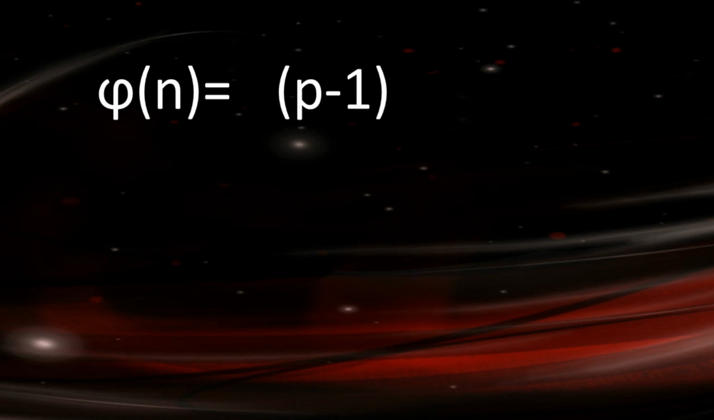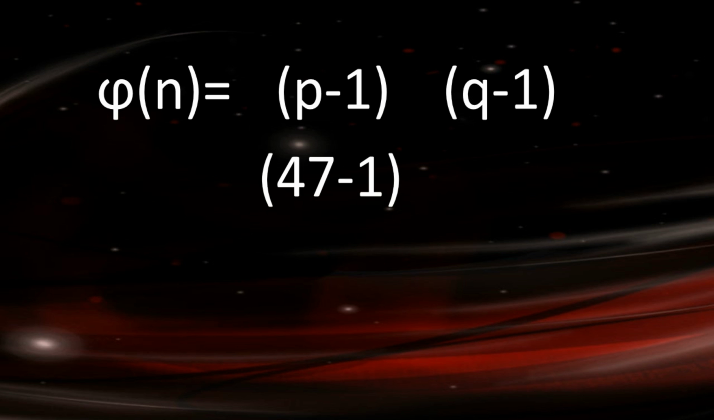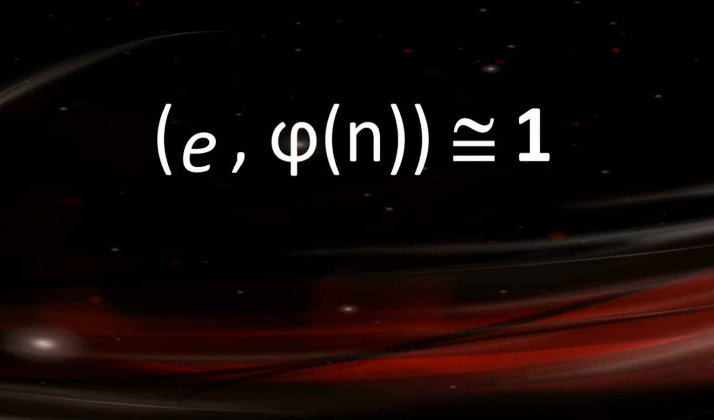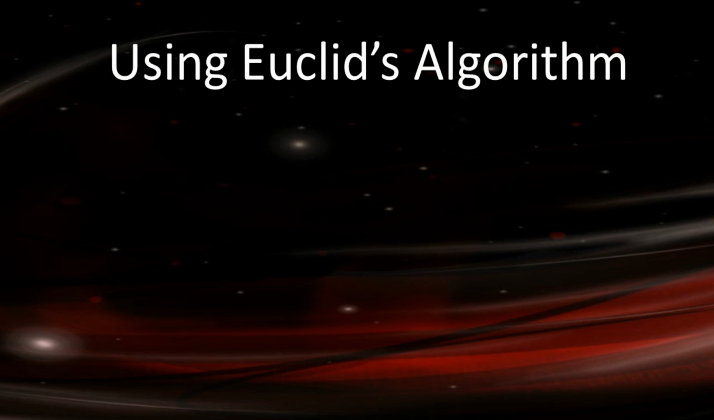Anyways, to find phi of N, we follow the top equation and substitute P and Q in, which will look something like this. Do the equation and we get 2668. Now we need to find a number E such that E and phi of N are coprime, and it must be between 1 and phi of N. And it just so happens that I chose 17 as E. Euclid's algorithm can also easily help you determine the value of E.